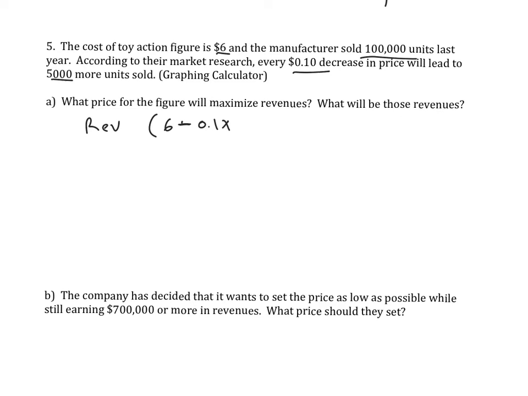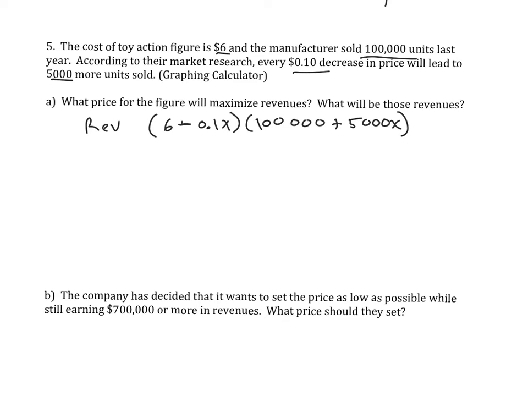In other words, for every time we decrease by 0.1 or 10 cents, that changes our price. And what it also does is change the number of units that we'll sell, and for every decrease of 10 cents in price, we're going to add 5,000 more in units sold. Okay, so X in this case represents the number of decreases, each decrease being 10 cents in value.